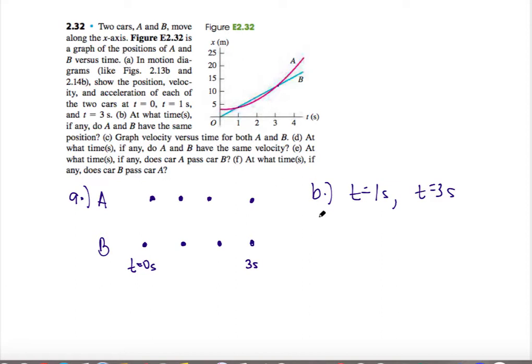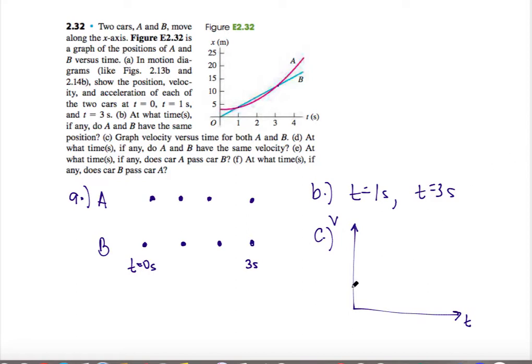The second part, now we're on C. We want to graph velocity versus time for these 2 cars. So I can just do a quick sketch here. It does not need to be perfect, but it is velocity over time. And so my velocity for the A car is a little more difficult than B, so we'll start with B, and we'll do this in 2 different colors.